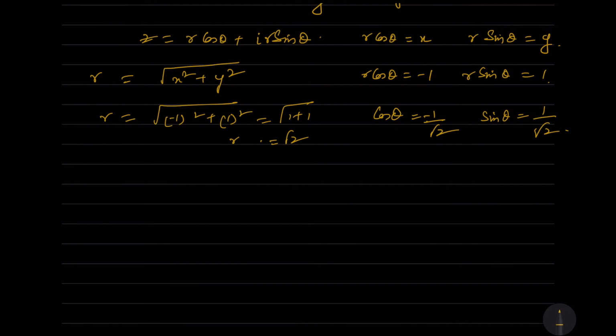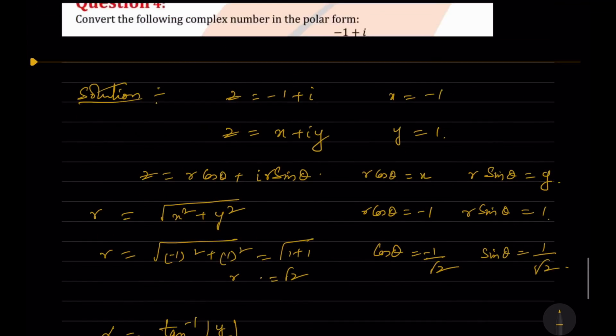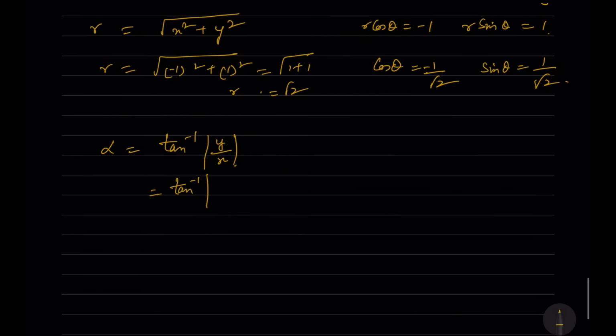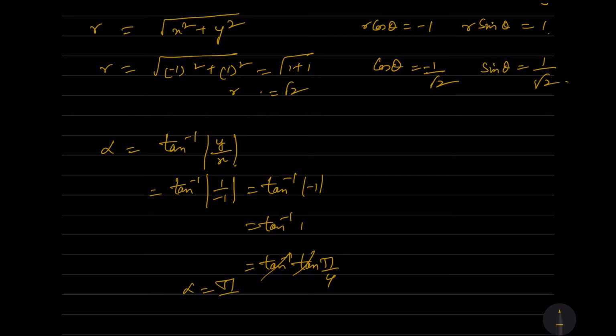So before finding out theta, we have to find out what is alpha, which is equal to tan inverse of mod of y by x, which is equal to tan inverse of, what is y, y is 1 by minus 1. So which is equal to tan inverse of mod of minus 1, and mod of minus 1 is nothing but 1, equal to tan inverse of 1, which is equal to tan inverse of tan pi by 4. So just cancel this. So you're going to get alpha is equal to pi by 4.